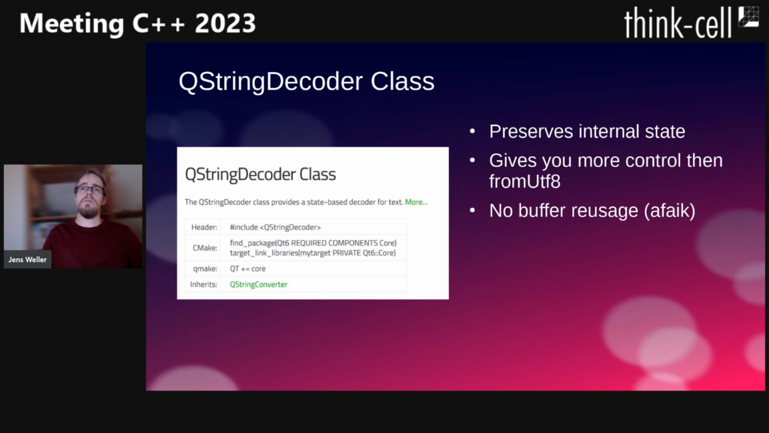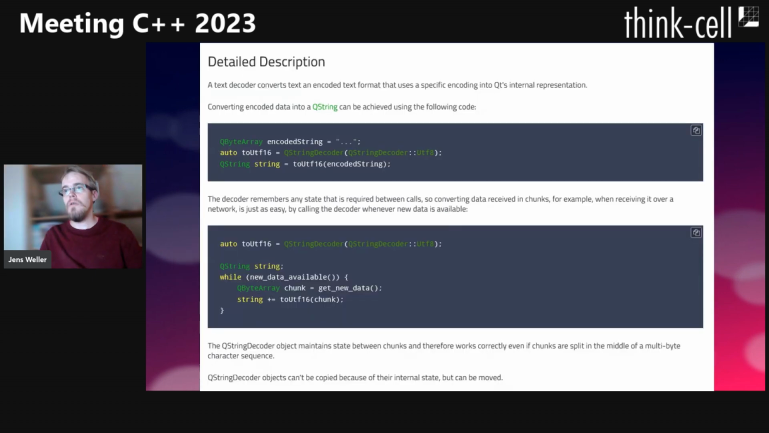But also this class does not do any buffer reuse, as far as I know. And no one has pointed out that so far, that it's able to do that. So the big thing which I want to save on, the allocations, is also here not an option.